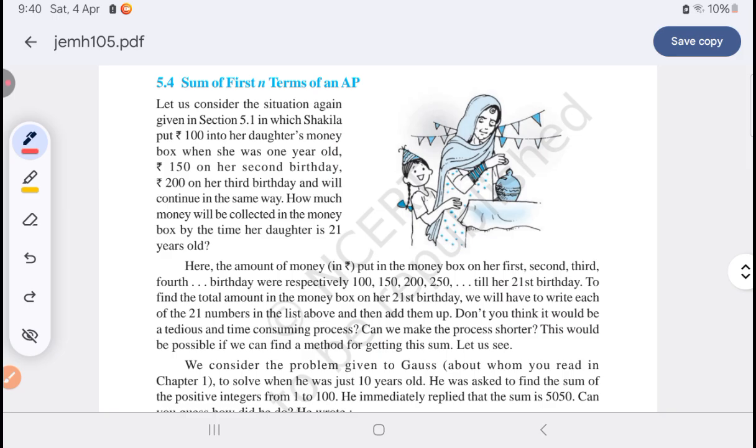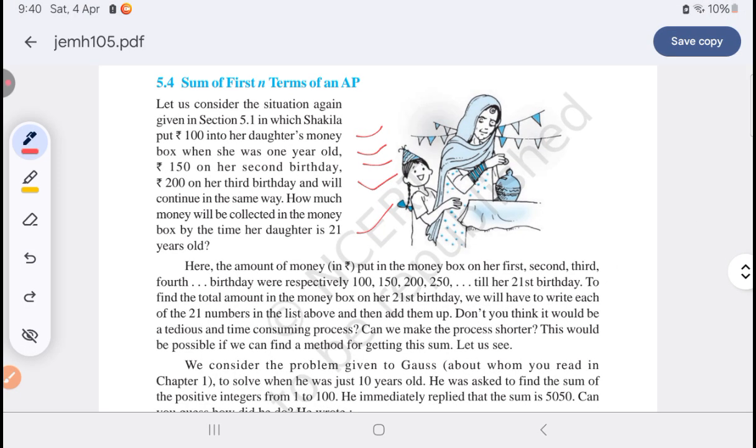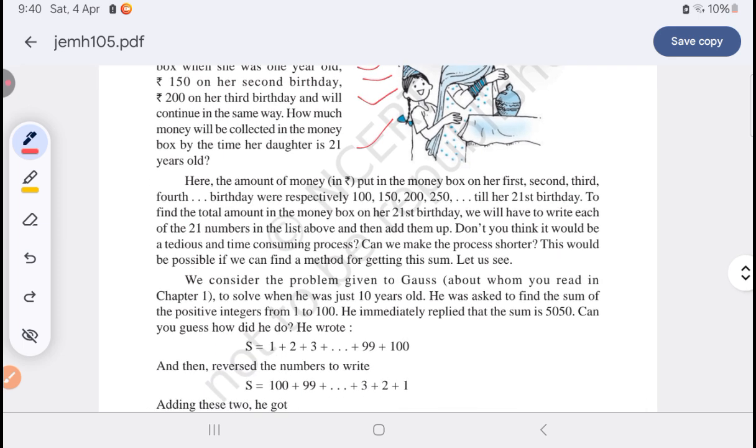So let us consider the situation given in 5.1 again. Here, Shakila put 100 rupees in her daughter's money box when she was 1 year old, 150 on her second birthday, 200 on the third. How much money will be collected in the box when she is 21 years old? So here you have to add all the years' money. It is a difficult task to add all the money, so for this you have a formula.